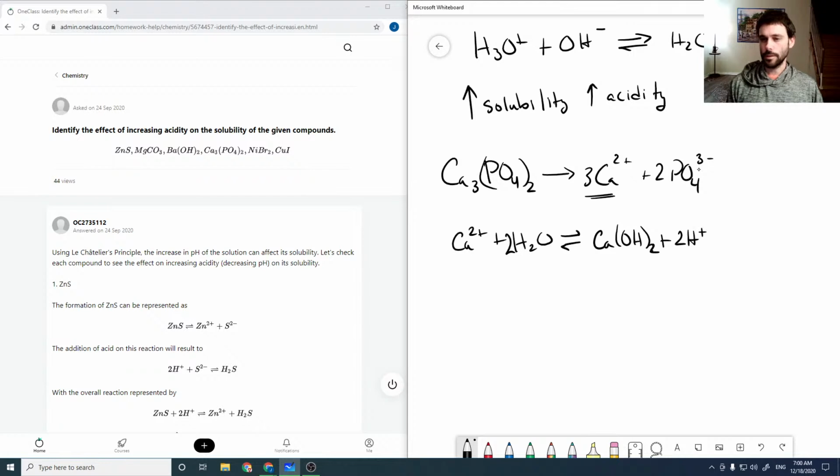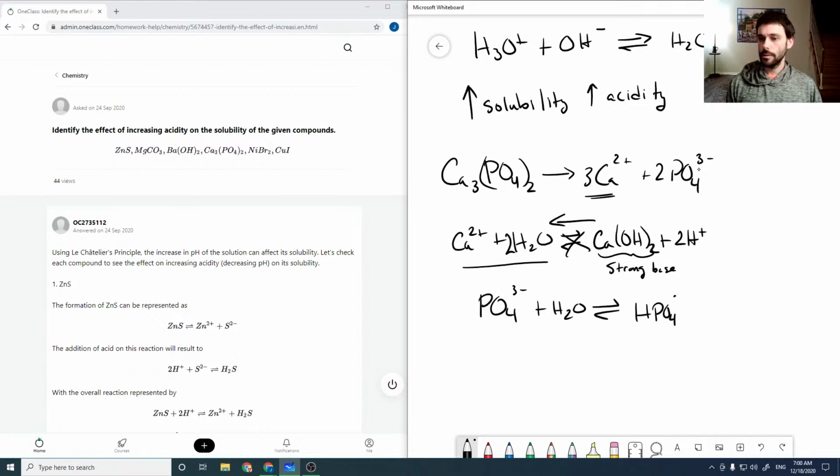Right, so this here is a strong base, which means this doesn't go, and it just goes backwards. So we only have our reactants, whereas PO4 3 minus combines with water to give us HPO4 2 minus plus OH minus.